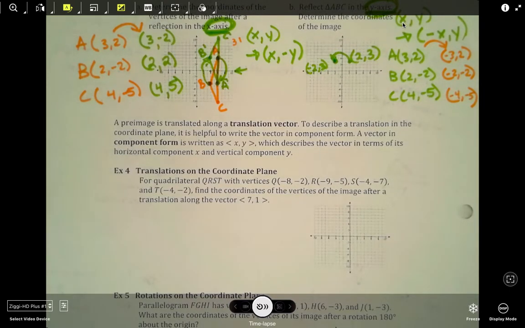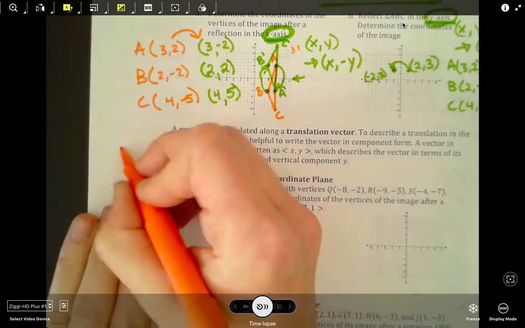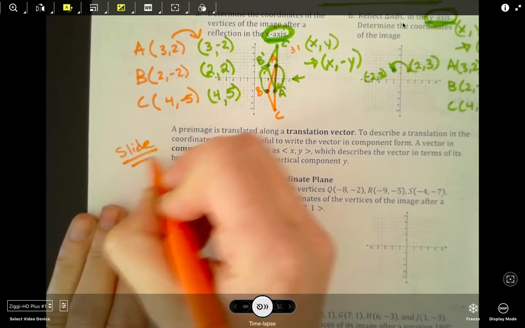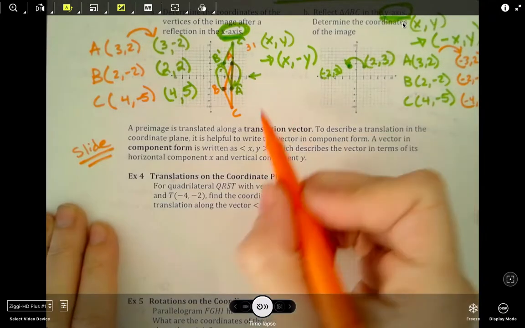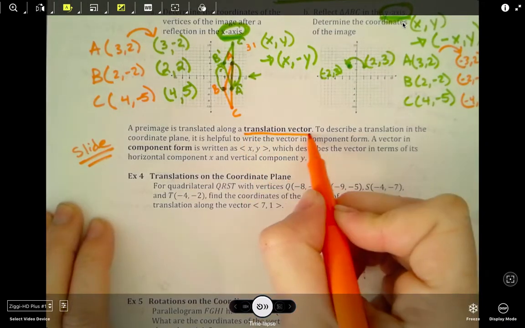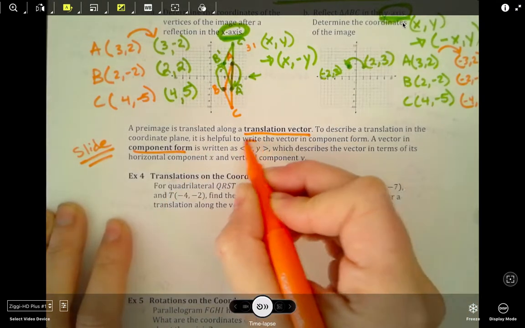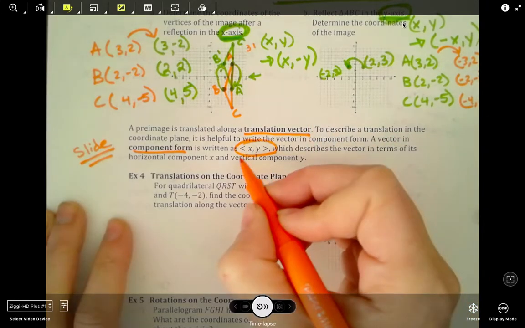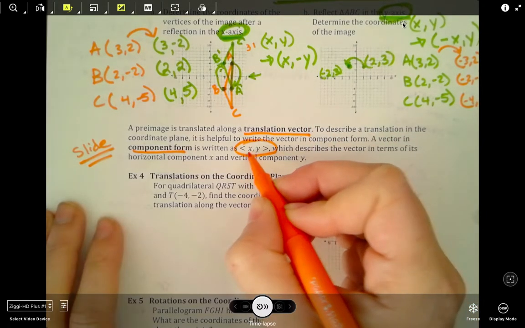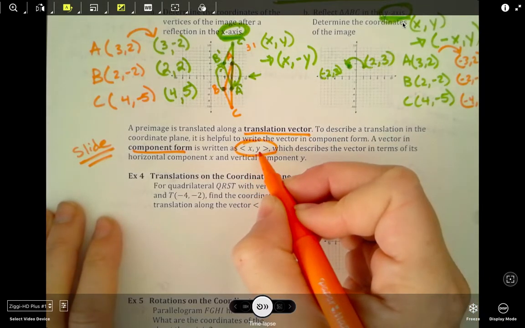Opposite. Okay? Now, they talk about a translation, and this is just like sliding it. Sliding a figure, okay? And you are sliding it along that translation vector, like I said before, which is written in component form, like this. Whatever the x value is, that tells you left or right. Whatever the y value is, that tells you up or down.